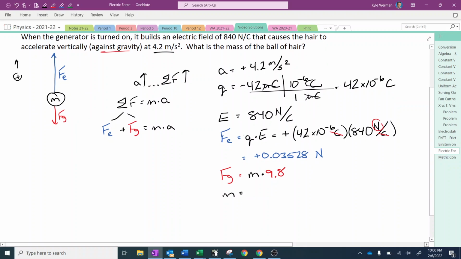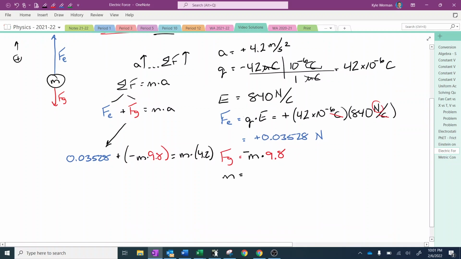So when you lay everything out, we can now substitute some things back into this equation. So I'm going to head back over here and plug in what I have. I have my electrostatic force upward at 0.03528 newtons, plus F_G. Well, F_G is actually downward, a negative arrow. And so I'm going to put in here negative m times 9.8. Notice that negative really comes from that 9.8 being negative. And then on the right side, I have m times my acceleration up here of 4.2.